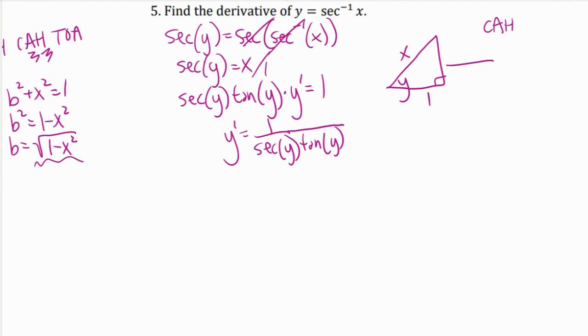Then use the Pythagorean theorem to solve for that third side. So 1 squared plus b squared is equal to x squared. b squared is equal to x squared minus 1. So b is equal to root x squared minus 1.